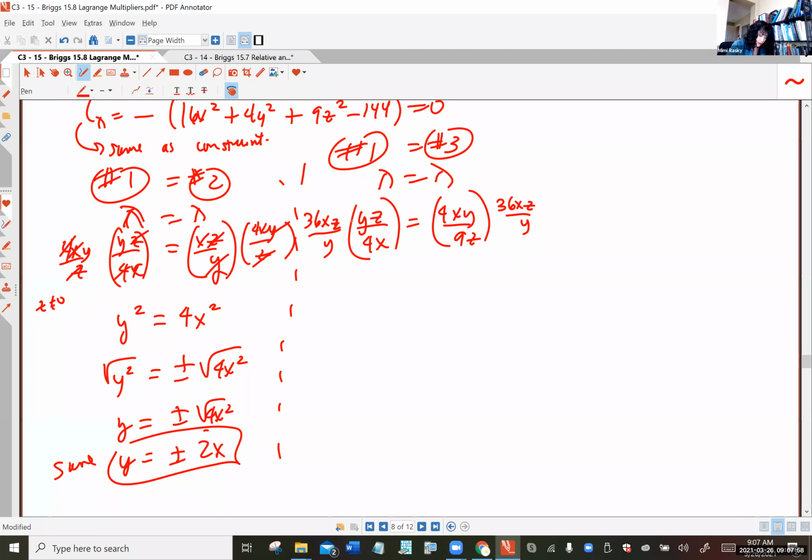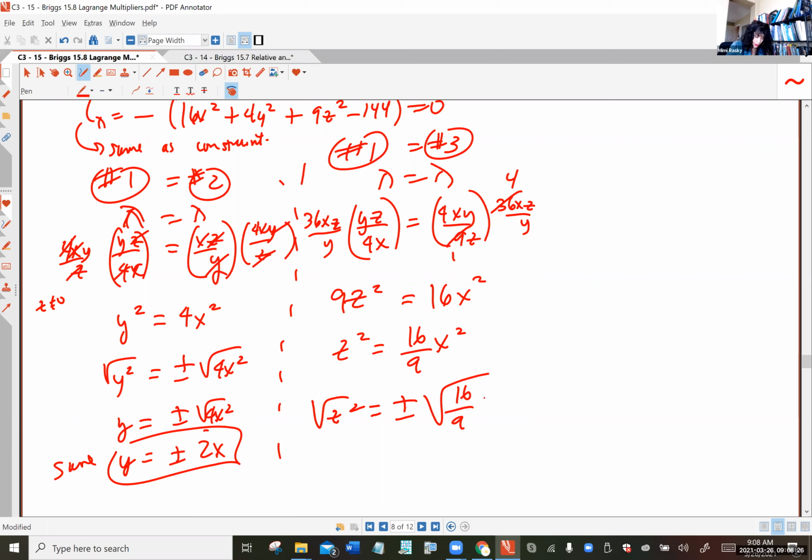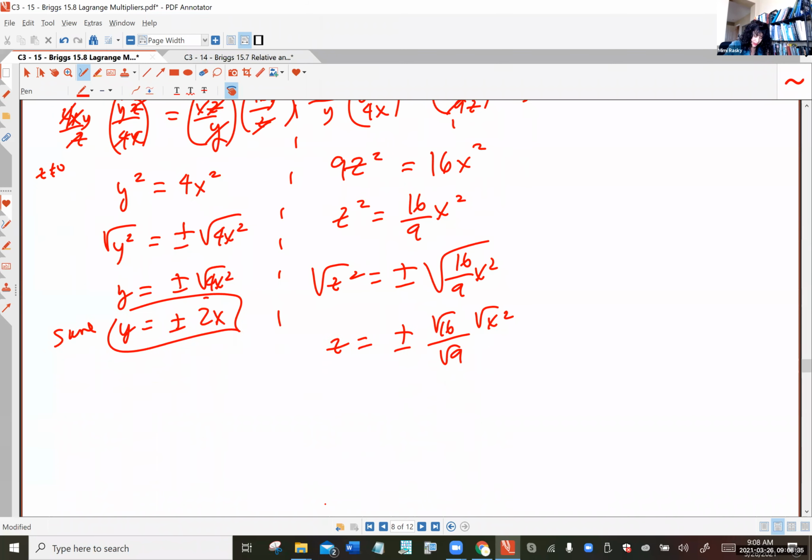So what happens? Well, on this side, after doing all the canceling, I end up with 9z squared. And over on the other side, I get what? After reducing here, 4 times 4 is 16. The z's cancel. I get 16x squared. Fine. Now divide both sides by 9. Now take the square root of both sides, but don't forget the plus or minus. Then z could be plus or minus the square root of 16 over the square root of 9 times the square root of x squared. And that, after cleaning it up, looks like plus or minus 4/3 x.